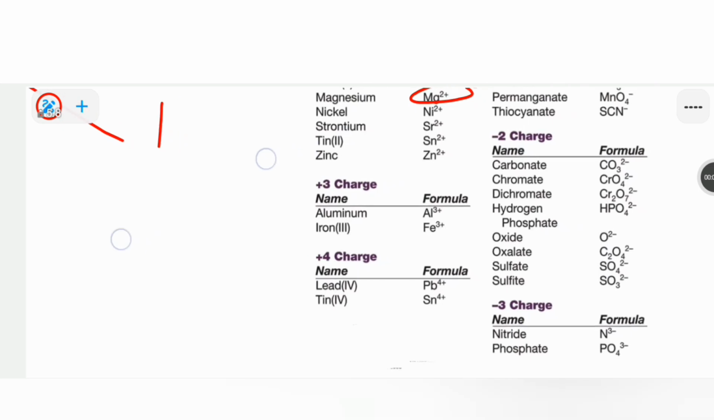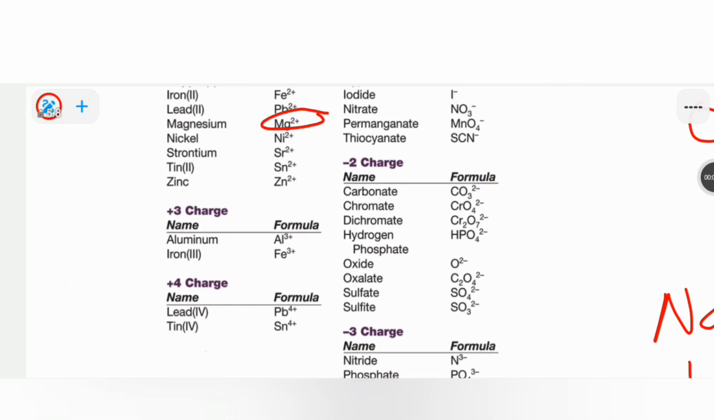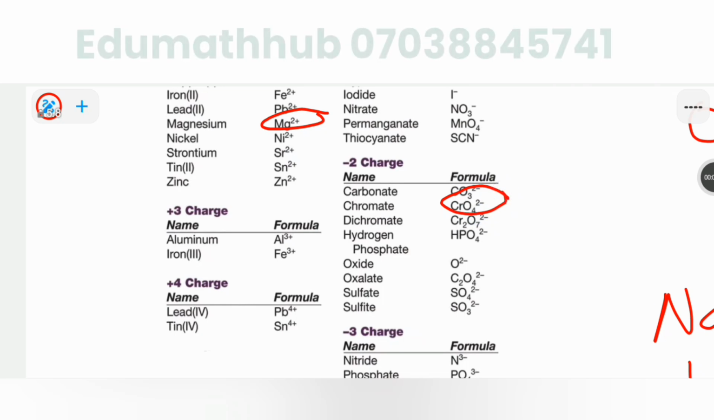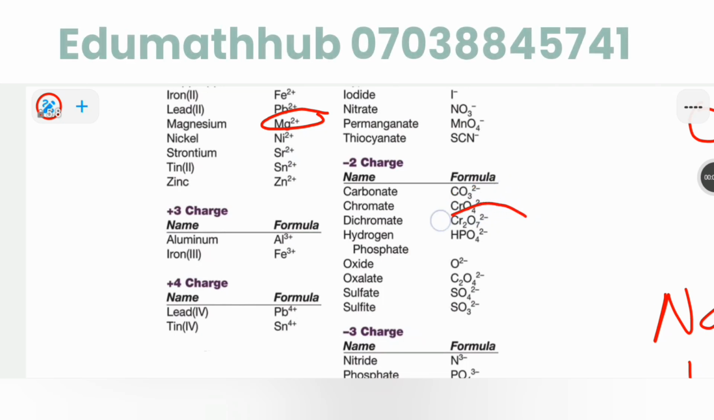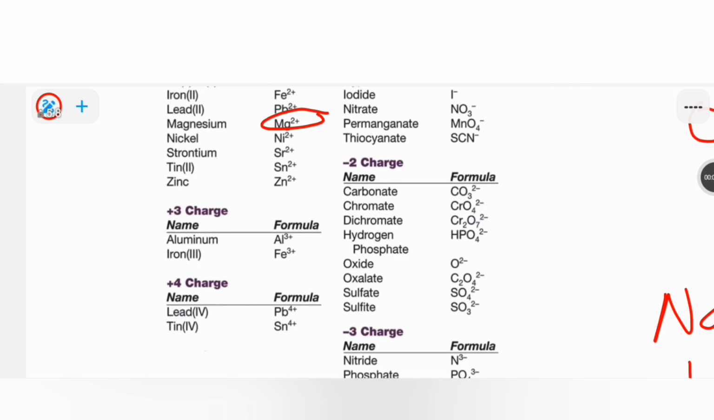Then anions with -2 charge: you have the carbonate ion. You have the chromate ion, which is CrO4 2 minus. You also have dichromate. Chromate and dichromate are different though. Chromate is CrO4 2-. Dichromate is Cr2O7 2-. Both of them have the same charge, which is -2.